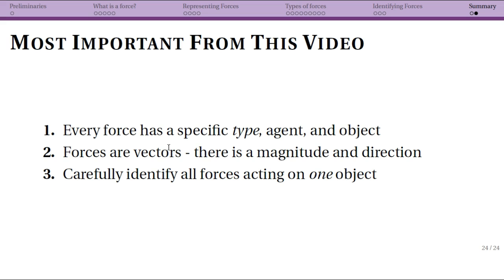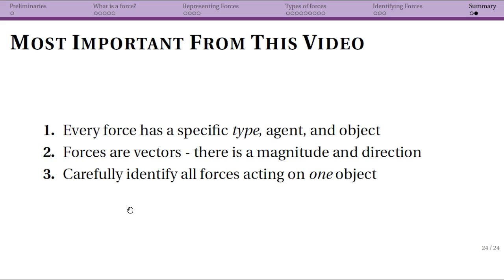Second, forces are vectors. They have a magnitude and a direction, and we draw them in a very specific way where they are starting, not the arrow part, but the tail. The tail is at our object, and the tip is pointing away. Finally, you want to make sure that you're carefully identifying all forces acting on one object. I know that there's a lot of videos for these 3 sections here. This has taken a lot of time. But again, this is a really important step.